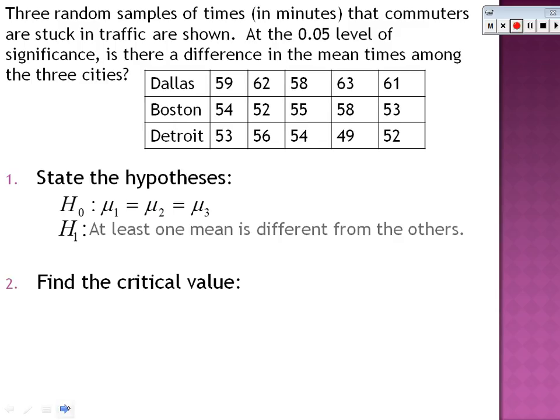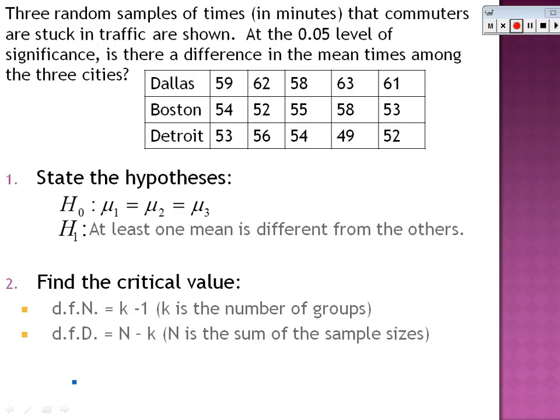To find your critical value, your degrees of freedom numerator is going to be k minus 1. K is the number of groups you have, or the number of different populations. Degrees of freedom denominator, capital N minus k. That capital N is the sum of the sample sizes. Always going to be a right-tailed test. And we need to use Table H, pages 792 to 796.